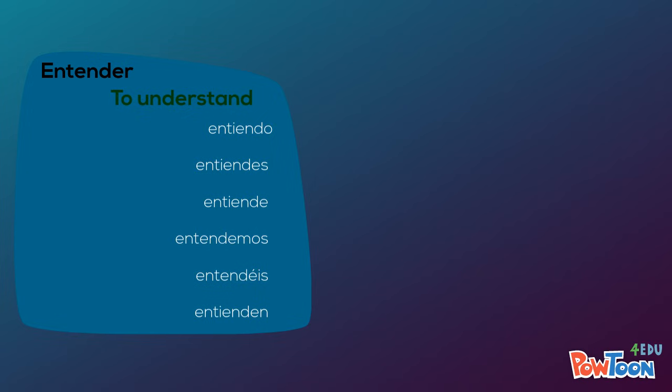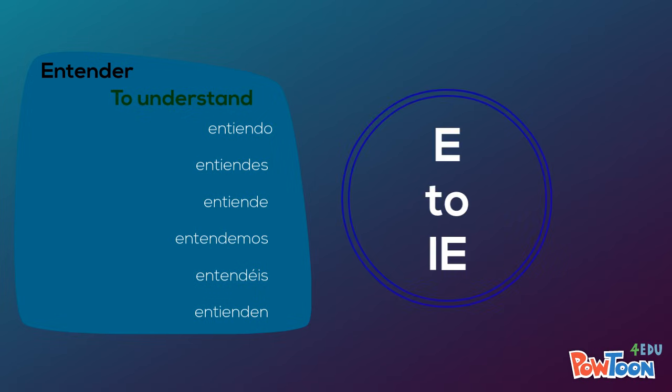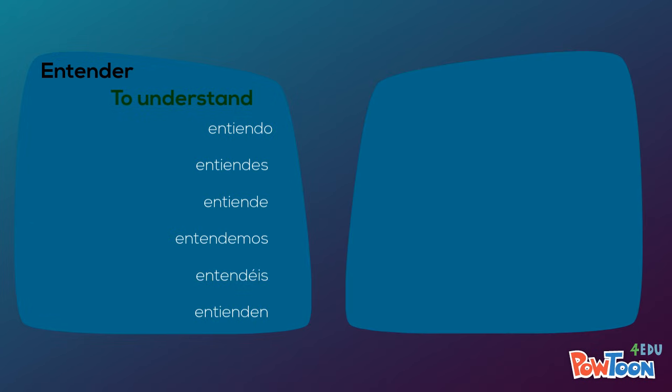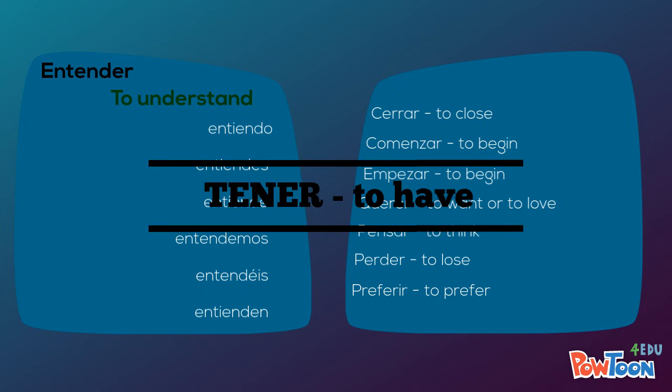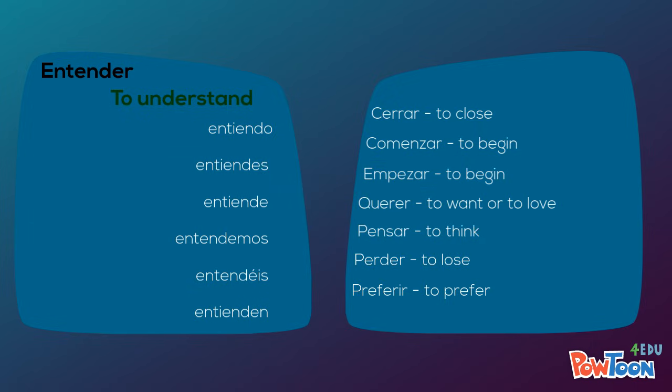Now, there are a lot of verbs like entender, a verb that has an E to an IE stem changer. A few of the common ones are cerrar, to close, comenzar, to begin, empezar, also to begin, querer, to want or to love, pensar, to think, perder, to lose, preferir, to prefer, and of course tener, to have. But you might also hear that one called a yo-go verb. Notice that these are a mix of AR, ER, and IR verbs, but they are all E to IE stem changers.